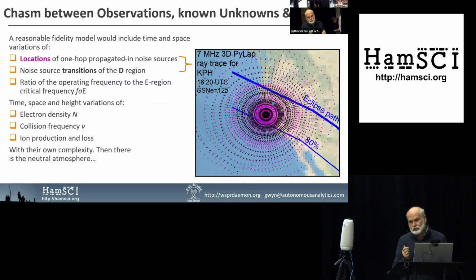There is a chasm between these simple observations of noise and known unknowns and physics. So the known unknowns are the spatial distribution of noise that propagates in to KPH and KFS. Now, using three-dimensional PyLab ray tracing, I can find the spot locations on the ground and the locations of the transients of the D layer where noise might be arriving at KPH and KFS.